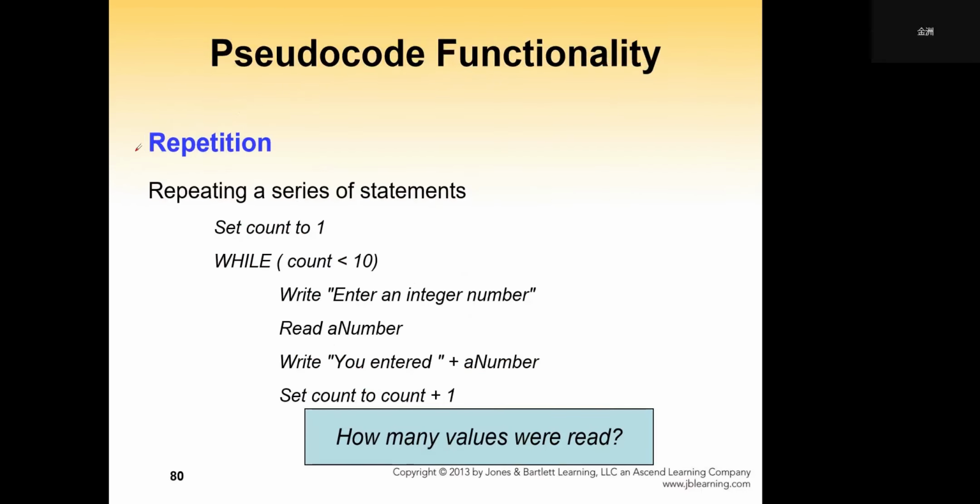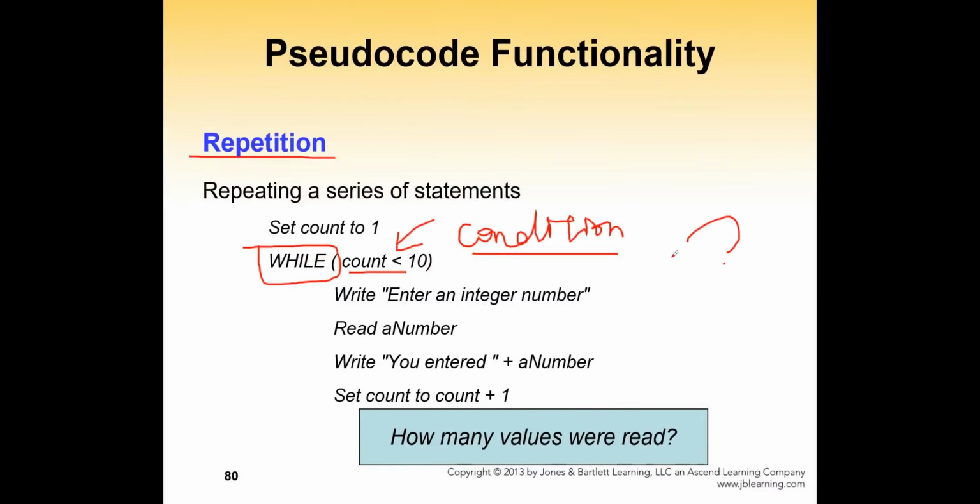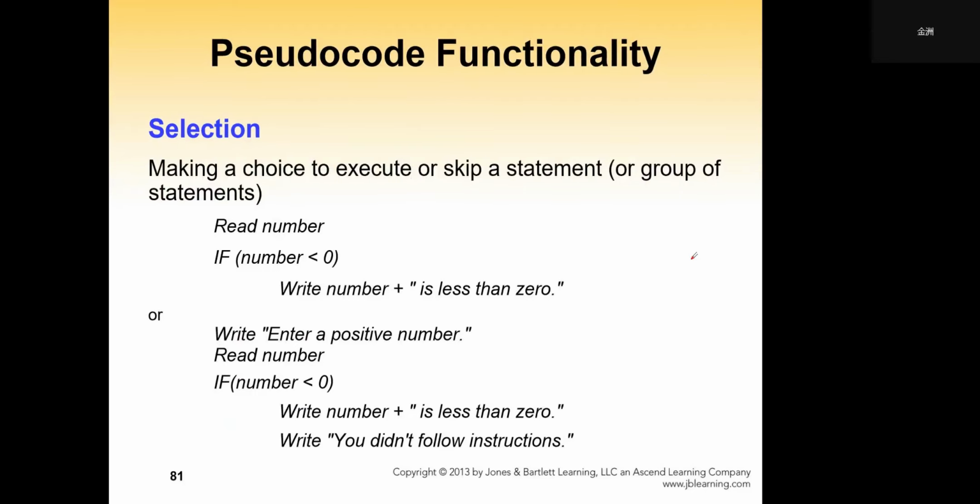And about repetition, here we use a while loop to represent the repetition, and here we include what the condition is. It would be whether the count is smaller than 10. So it is a question, it's a decision. This is how we write the pseudocode for the selection.